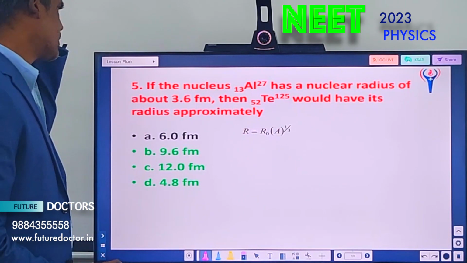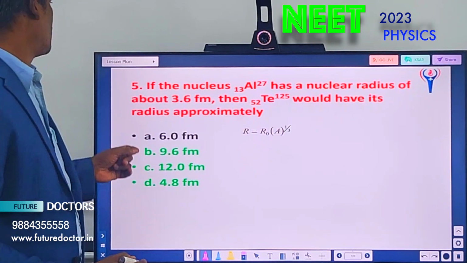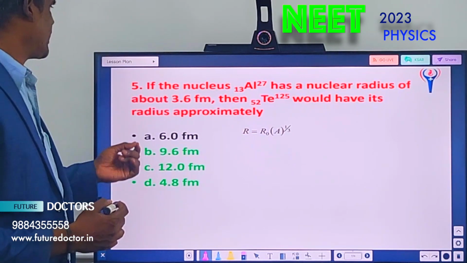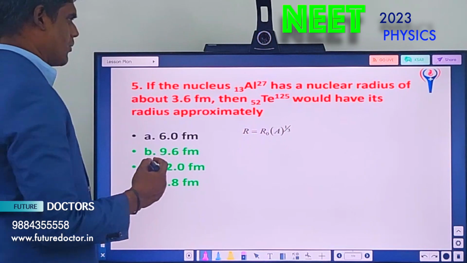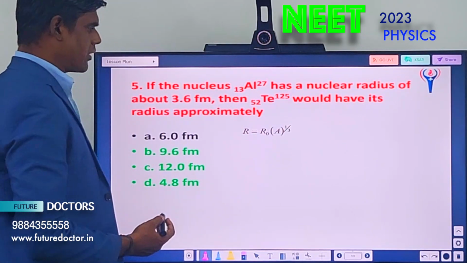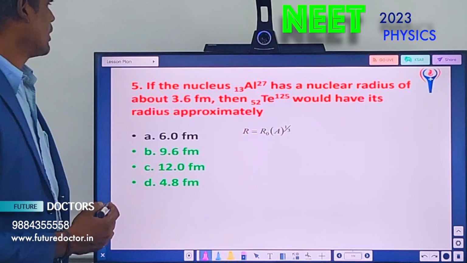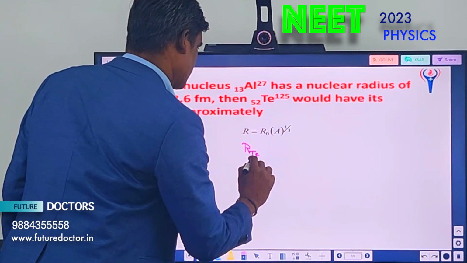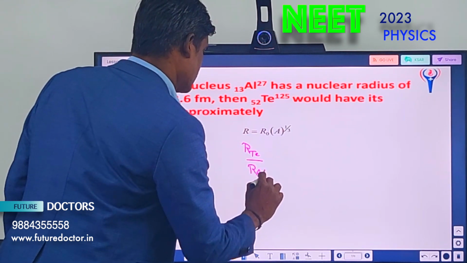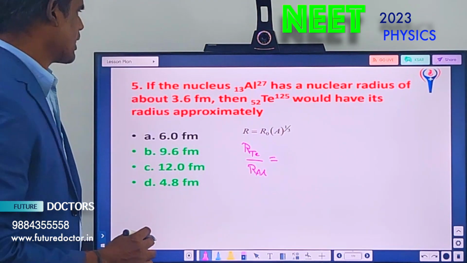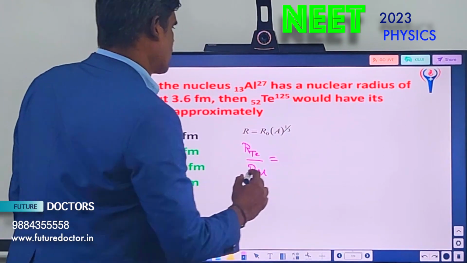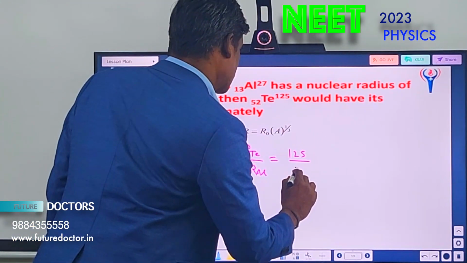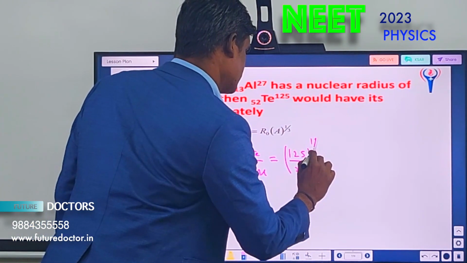If the nucleus Al-27 has a nuclear radius of about 3.6 Fermi, then tellurium-125 would have its radius approximately ___. Formula: R equals R naught into A power 1 by 3. To find the radius of the tellurium, R tellurium by R aluminum equals R naught cancelled, then the mass number of tellurium is 125 by aluminum is 27, whole power 1 by 3.